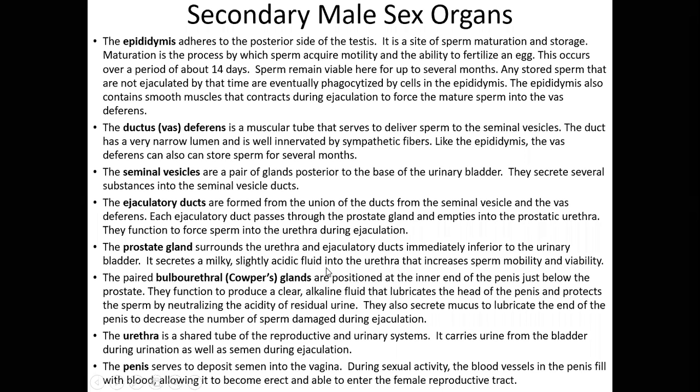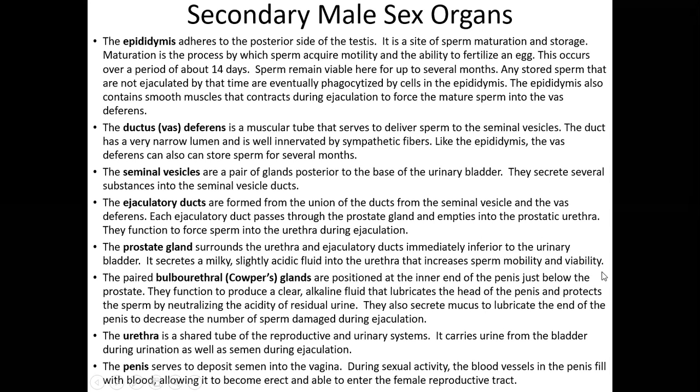The prostate is what surrounds the urethra and ejaculatory ducts and is located immediately inferior to the urinary bladder. It secretes a milky, slightly acidic fluid into the urethra that helps with increasing sperm motility and viability. Motility means they can swim better, and viability just means that they'll stay alive. The final glands I want to talk about are the pair of bulbourethral, or Cowper's, glands, which are found at the inner end of the penis, just below the prostate. They produce a clear alkaline fluid that lubricates the head of the penis and protects the sperm by neutralizing any residual urine.